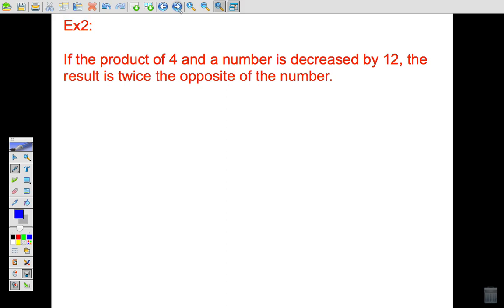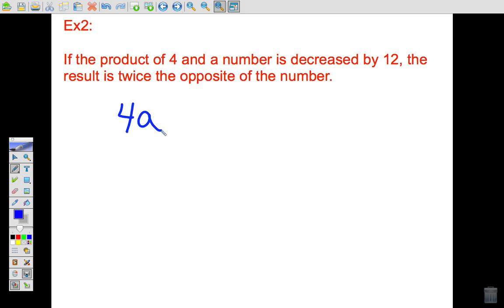Where's the equal sign? What word or words in there indicate the equal sign? The result. That's the equal sign. Because the word is here is just saying that the product of 4 and a number is decreased. That's not an equal sign there. Most of the time it would be, but in these 2 examples it's not. Let's see, product of 4 and a number. So again, I'm going to use 4a.